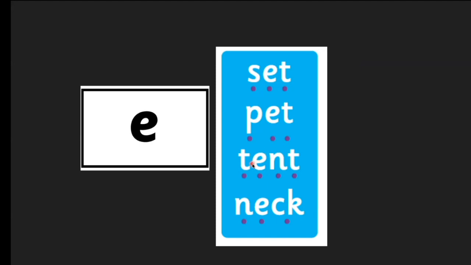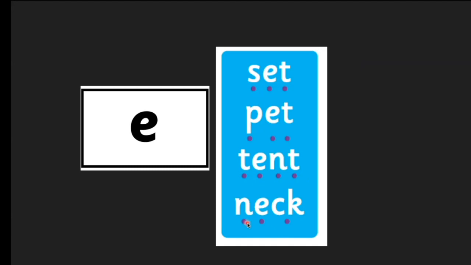Now let's move on to the next word. Let's count the sounds first. 1, 2, 3, and 4. Again, 1, 2, 3, 4. So this word has 4 sounds. Can we say the first sound? T, e, n, t. Again, t, e, n, t. Ten, ten, ten, t. Again, tent, tent. So what's the word now? The word is tent. All right, there you go.